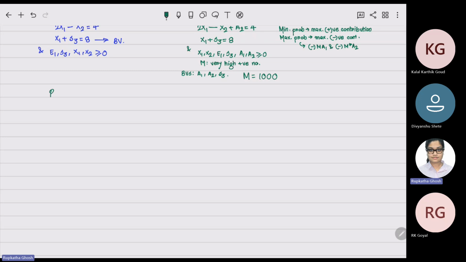So I will draw a table, but before that, I'll first write down the columns. This is my basis, XB. What are my basic variables? A1, A2, and S3. And here I will have the coefficients, CB or CJ. Here I have X1, X2, E1, A1, A2, S3. On the top, you have all the variables, but here you have only the basic variables. Okay. So this is initially my table.